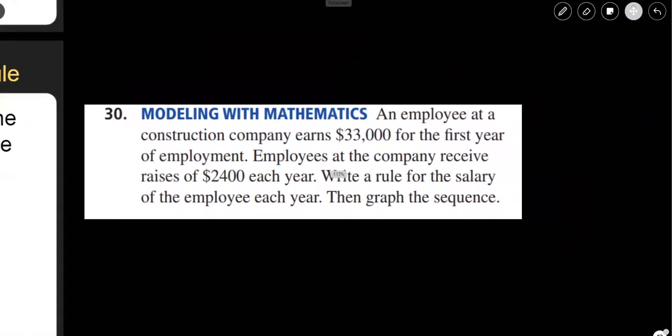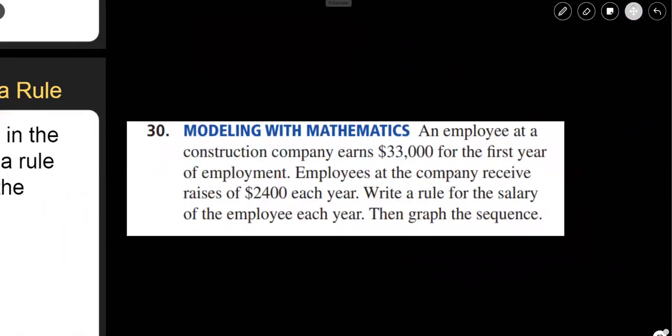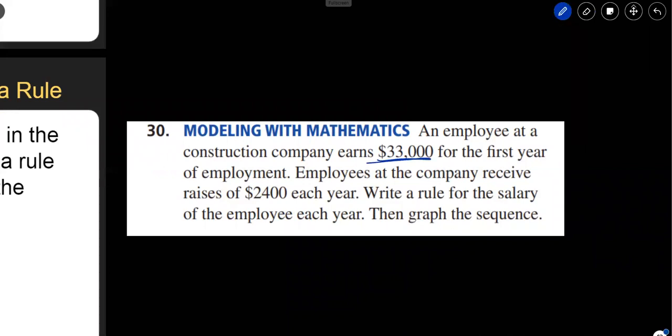Next up, we have a modeling with mathematics question. An employee at a construction company earns $33,000 for the first year of employment, and employees at the company receive raises of $2,400 each year. We want to write the rule for the salary of the employee for each year, and we're not going to graph it, but we are going to find the first 6 terms.